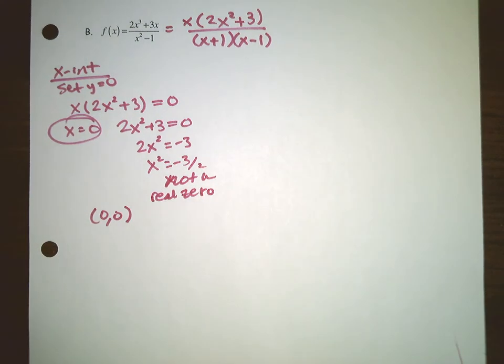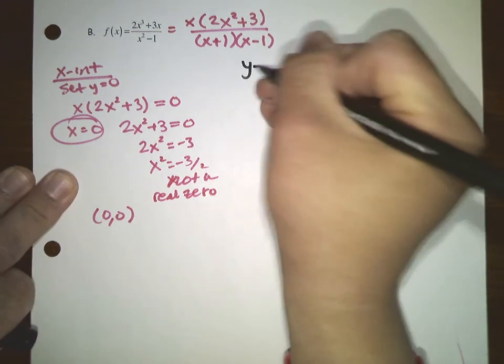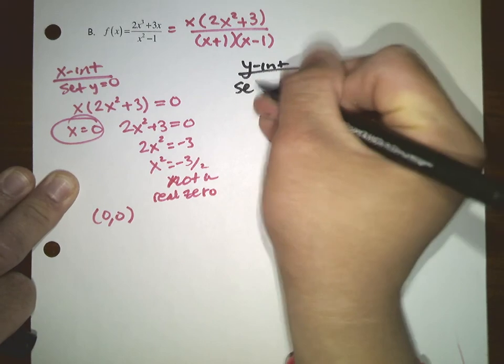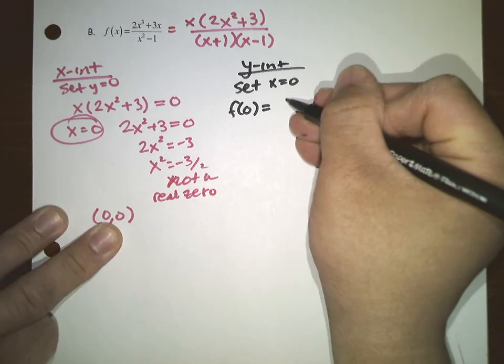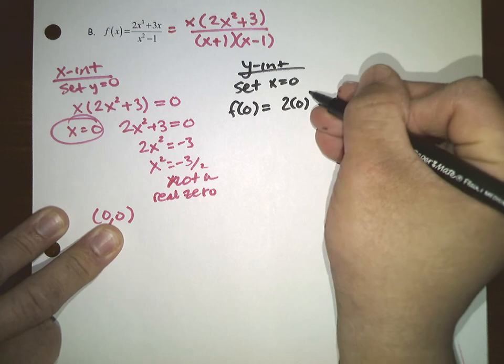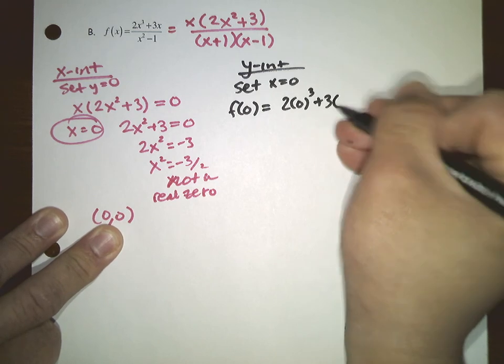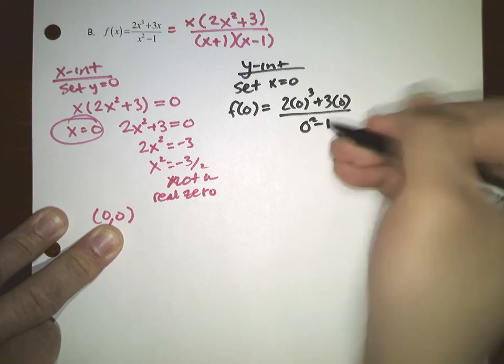All right, now the other thing is that we need to look at the other intercepts, the y-intercepts. So let's look at the y-intercepts now. So set x equals 0. So f of 0 is 2 times 0 to the third plus 3 times 0 over 0 squared minus 1.